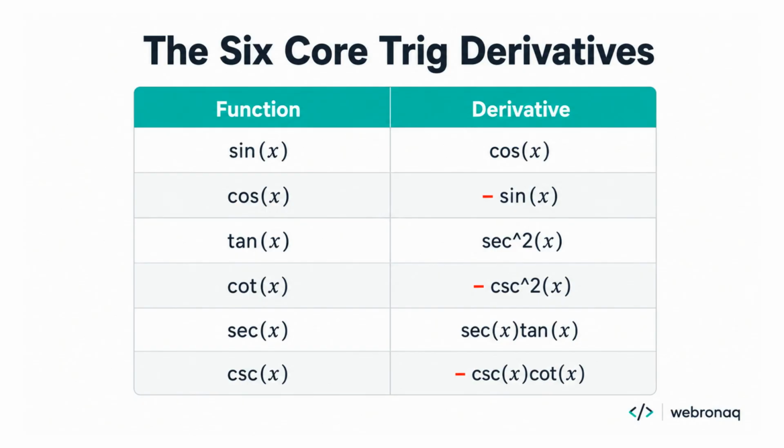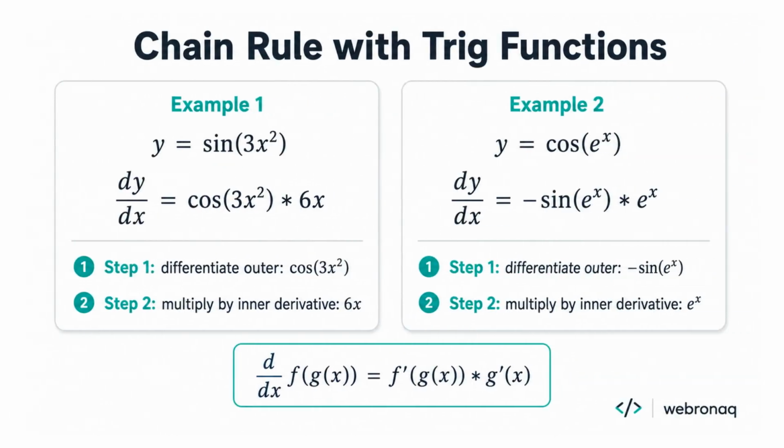Next, we extend these rules to composite functions. The 6 rules we just learned apply directly when the argument is simply x. But what if it is something more complex, like 3x squared, or e to the x? That is where the chain rule comes in. The chain rule says, differentiate the outer function, leave the inner function alone, then multiply by the derivative of the inner function. Take y equals sine of 3x squared.